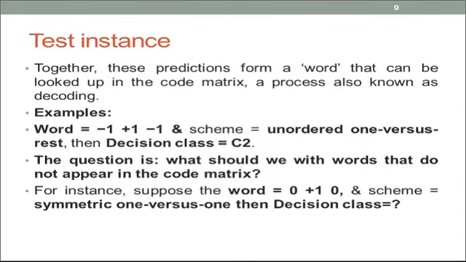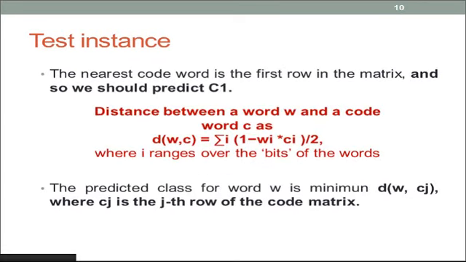So we have to follow a decision based on distance. For this distance calculation, we have to check which is the nearest class and predict that class. The distance is calculated between this word W and the code word C. It is found by taking the multiplication of every output code bit from the word and the class. The formula for the distance between W and class C, row-wise, is the summation over i of (1 minus Wi Ci) whole divided by 2. We have to find these distances and then find the minimum distance.